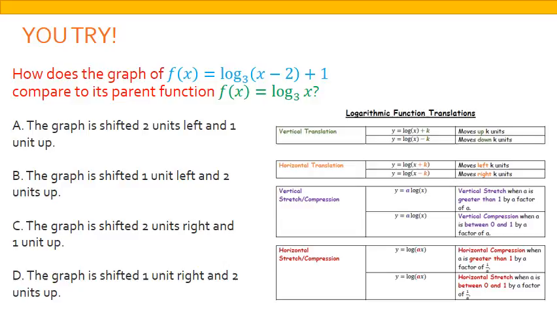All right, so now here's an example. How does the graph of log base 3 of x minus 2, then plus 1 at the end, compare to its parent function of log base 3 of x? All right, so let's look at what it's doing. We're subtracting 2 from the x, okay? So look down here. That means it moves right 2.